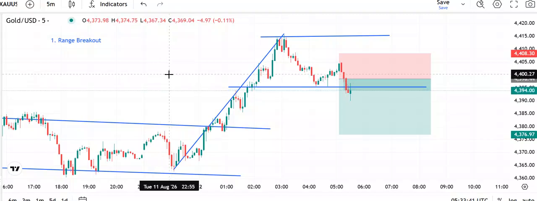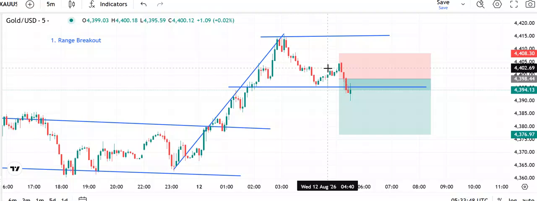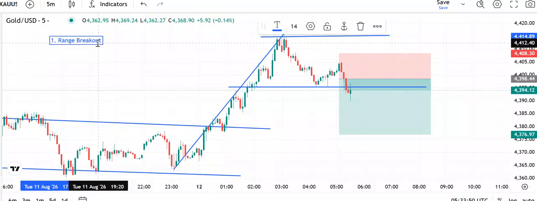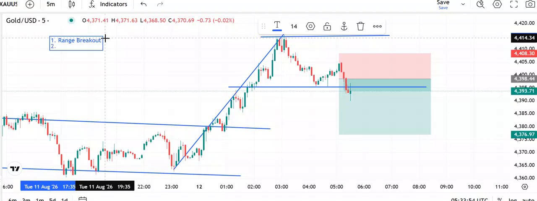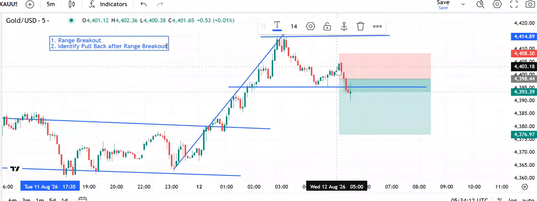Then identify pullback after range breakout. Now these are pullback. All right. Identify pullback or retracement after range breakout. Okay, it's a pullback.